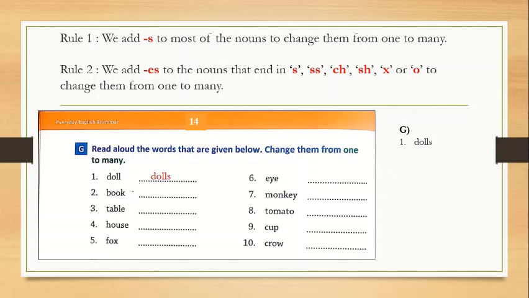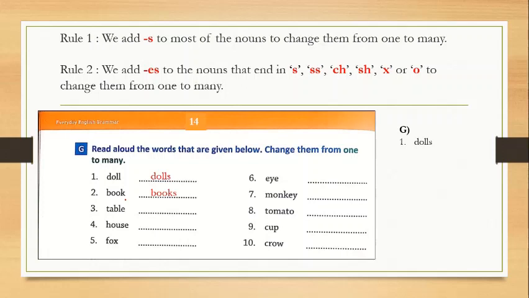Next one is book. Now, for every word, we first check the last letters. Only if the last letters are S, S, S, C, H, S, H, X or O, then only we add ES, otherwise we add just the letter S. In the word book, the last letters are not from this list. The last letter is K, so we add just the letter S to change it to many. Books.